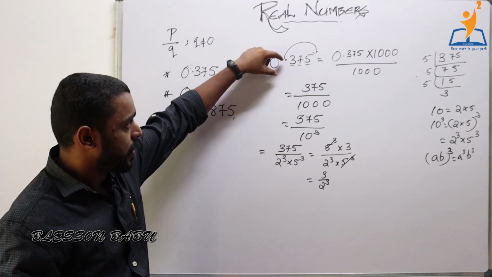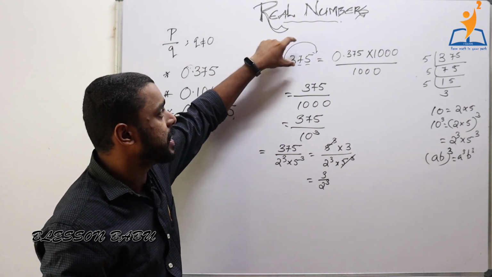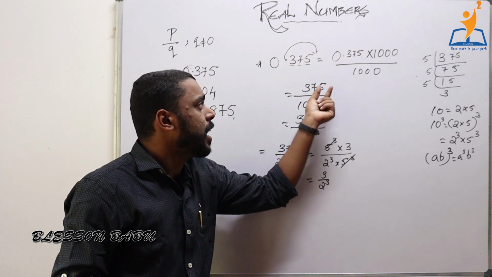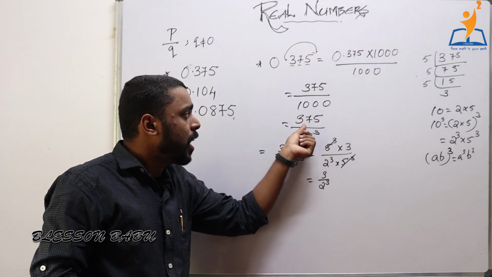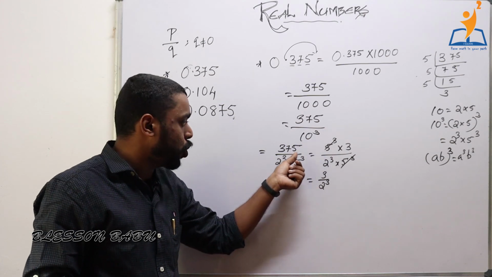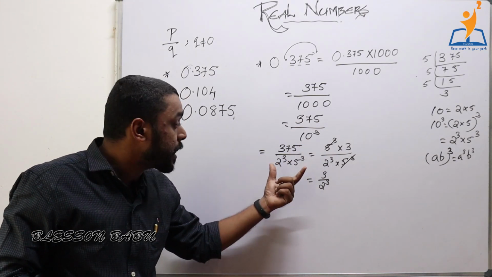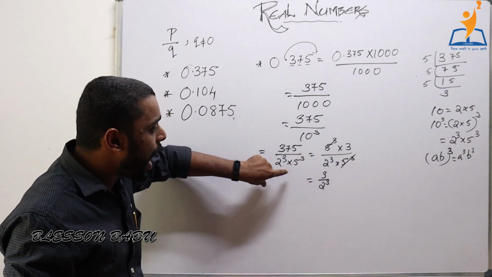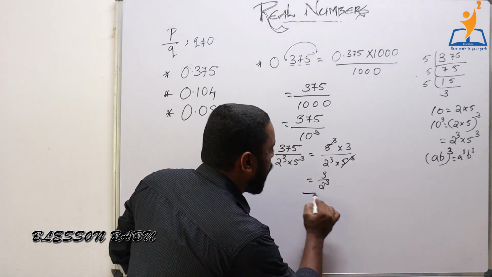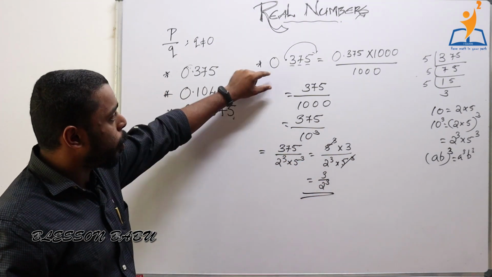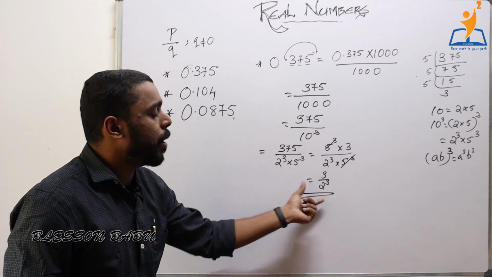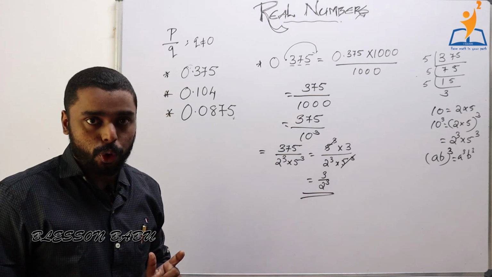What we have done, first of all, we transformed 0.375 into a form like this, then we divided it by 1000, and 1000 is nothing but 10 cube. 10 cube can again be split as 2 cube into 5 cube, and the result will be like this. Therefore 0.375 is nothing but 3 by 2 cube.